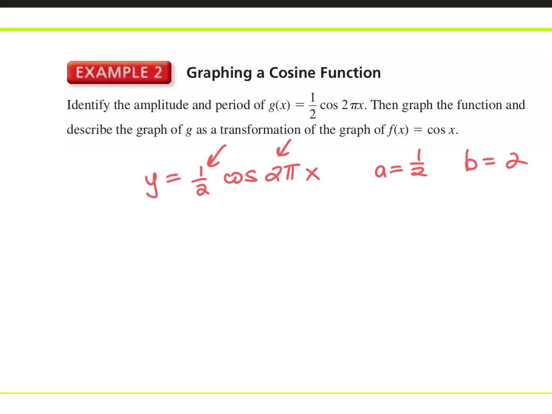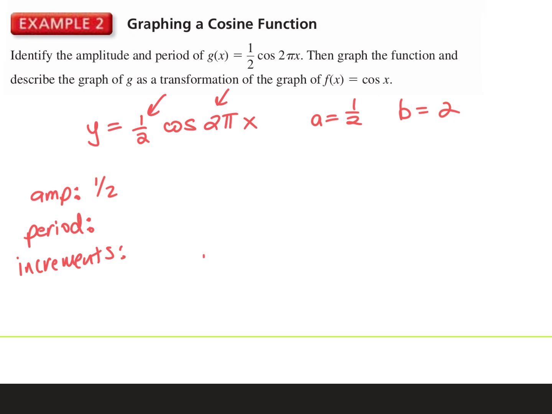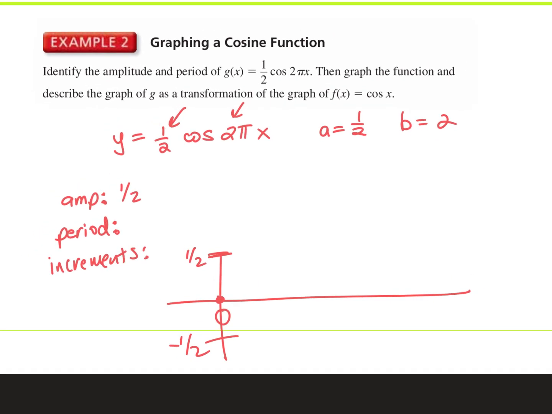All right, so let's talk about it. I need my amplitude, I need my time period, and I need the increments. So I already know my amplitude is 1/2. If I start my graph, the highest it goes is positive 1/2. The lowest it goes is what? Negative 1/2. Am I being super particular? No, just make sure you mark it. And then this is 0, okay?